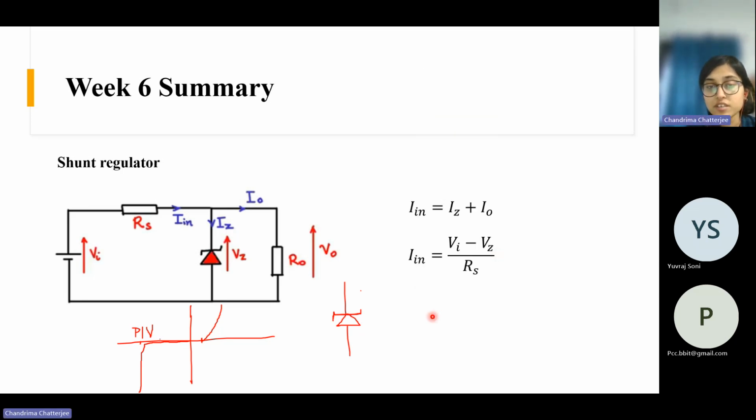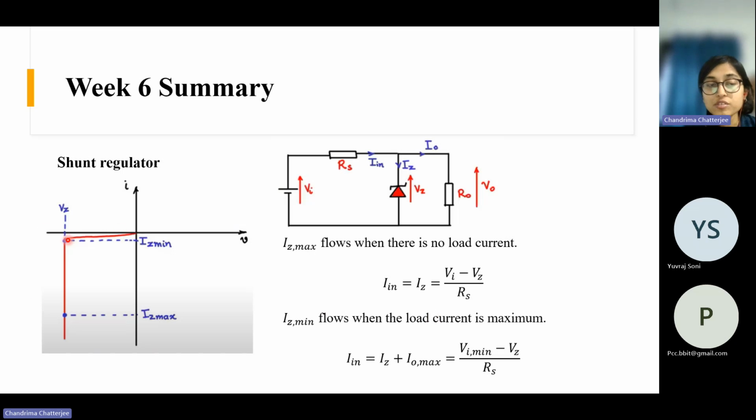I shall show in the next slide. So if you see this characteristic here, this is the current. At this point, the current is, suppose, IZ minimum rated current, and this is IZ max. But throughout this region, the voltage remains constant. This is the ideal characteristic, but the voltage is constant, right? So this is the feature of a Zener diode. It can maintain a constant voltage across it irrespective of the current value, right?